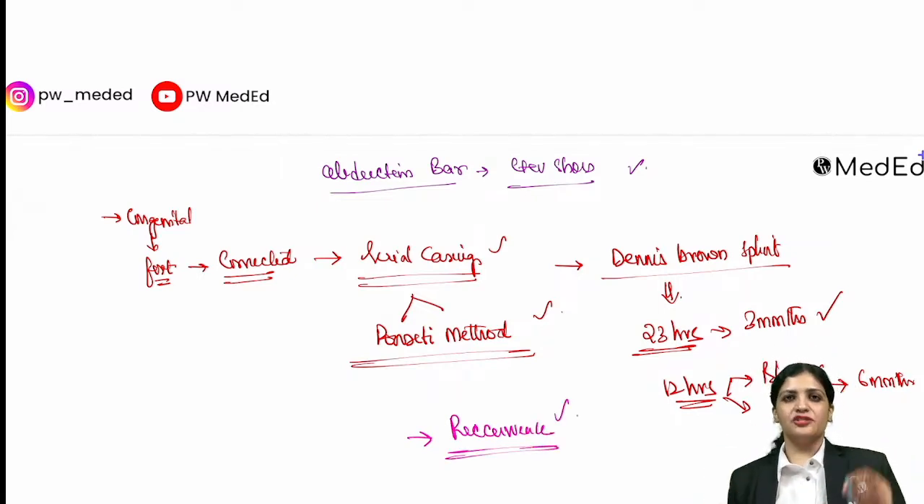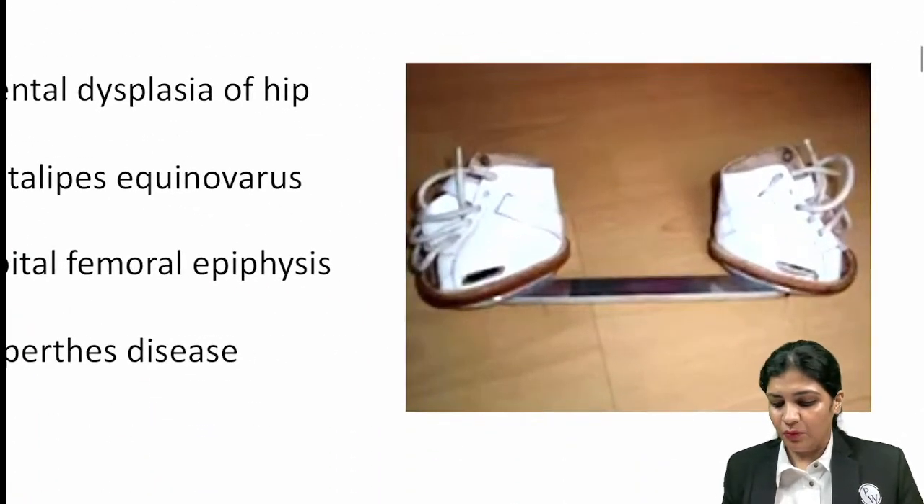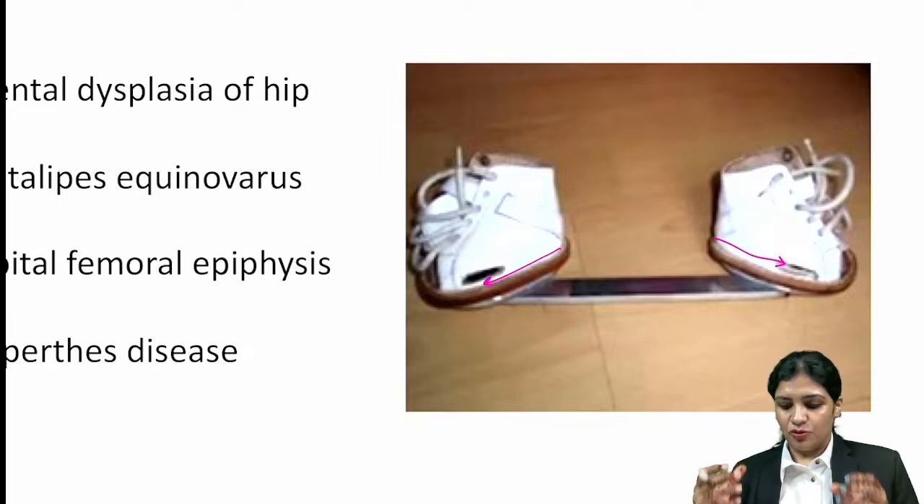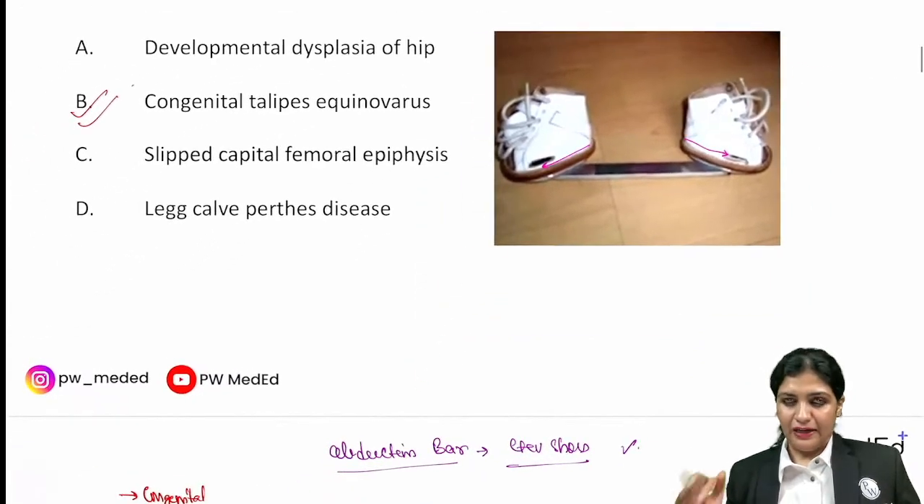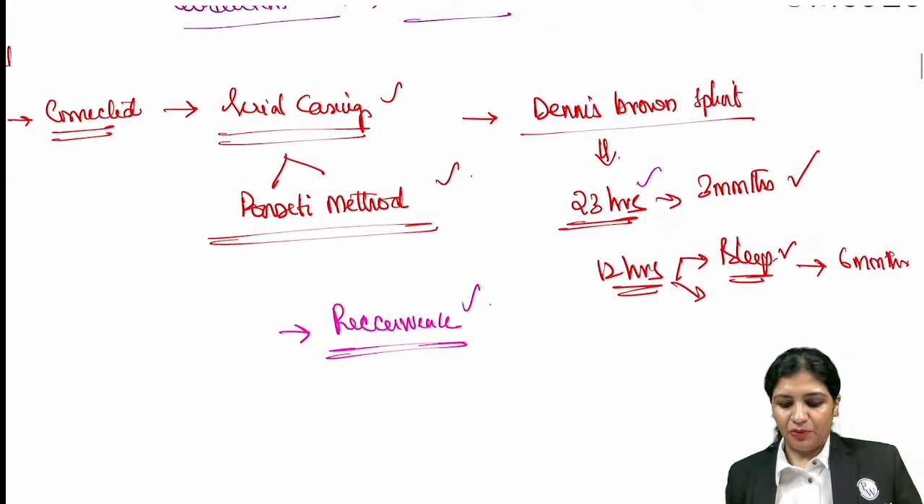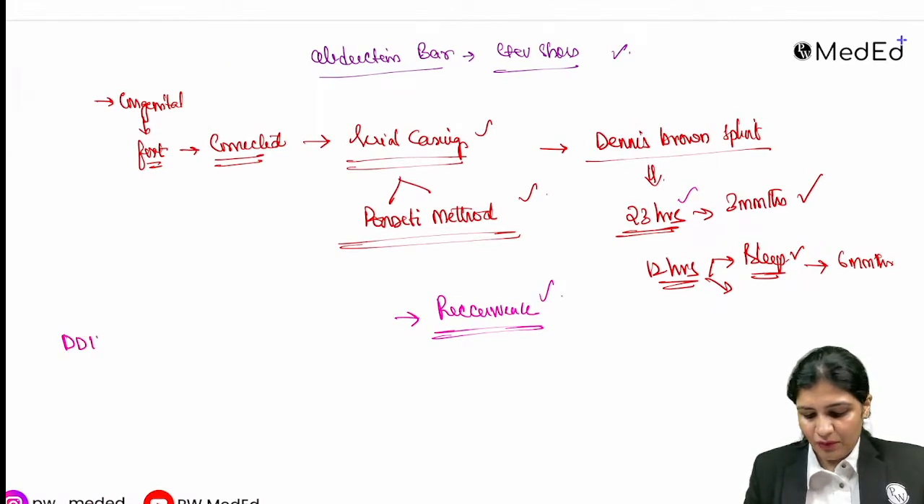To prevent this recurrence, you advise the patient to put them into the Dennis Brown splint, where this splint is provided with the abduction bar, and you have these specialized shoes, right, where there are straight borders and then a high toe. Because of this functional position, the recurrence rate is minimum. So patients are to be encouraged to use this Dennis Brown splint. As I've explained, for 3 months they have to use it for 23 hours, and then they can shift to 12 hours, right? So this is about your CTEV splint. Then we shall see what is used in DDH.